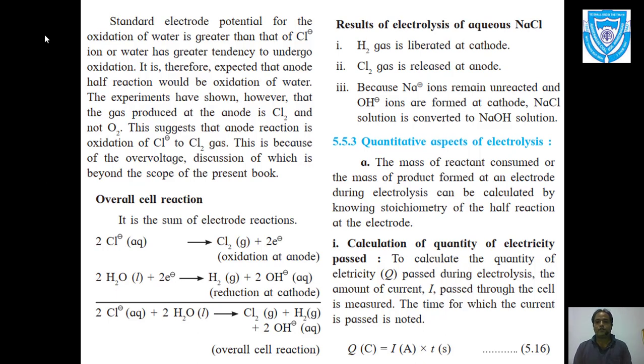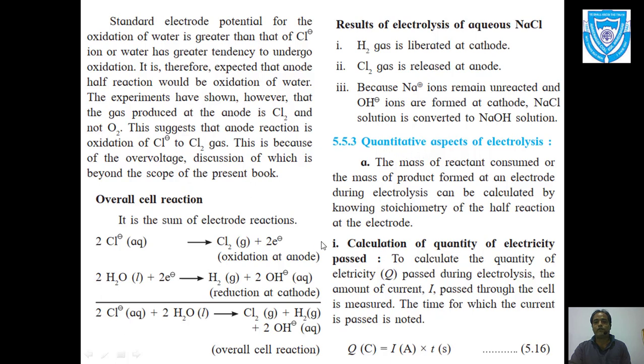Today we are going to talk about the quantitative aspects of electrolysis. That means the mass of reactant consumed or the mass of product formed at an electrode during the electrolysis can be calculated by knowing the stoichiometry of the half reaction at the electrode. It is related to how much electricity is passed and how much product is formed or deposited at the concerned electrode.